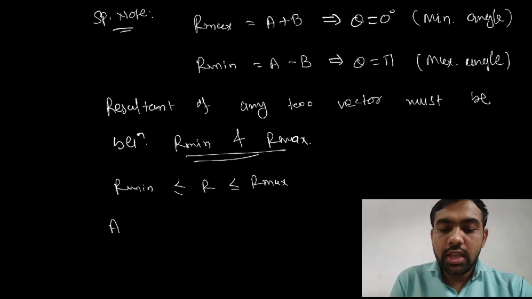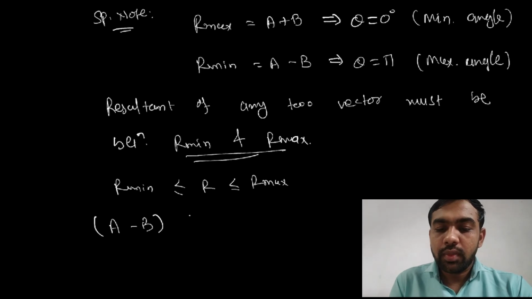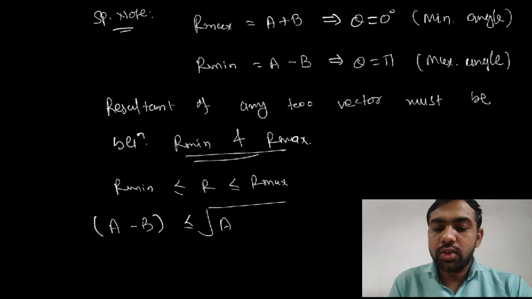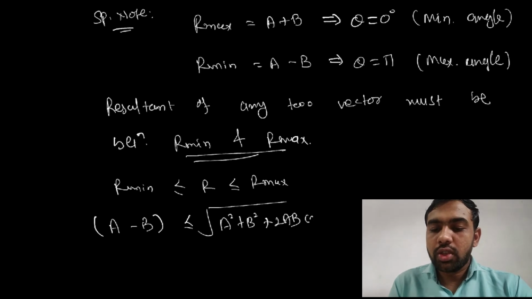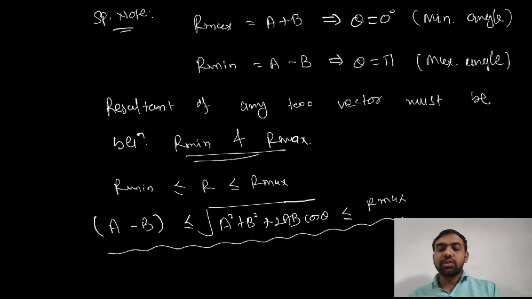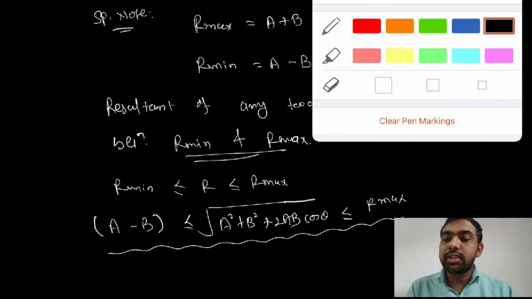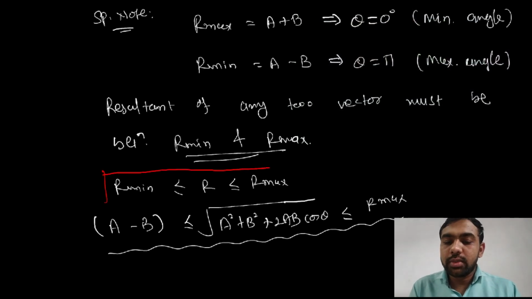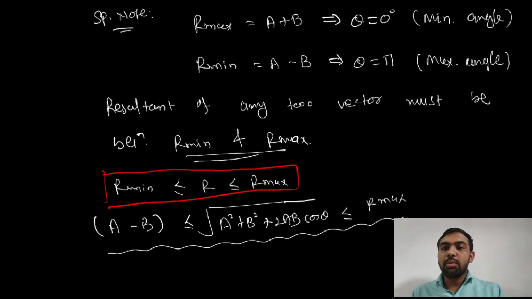It means A minus B is less than or equal to the square root of A squared plus B squared plus 2AB cos theta, which is less than or equal to R maximum. That is an important note, you must note it. Any resultant value must be between these two, R minimum and R maximum.